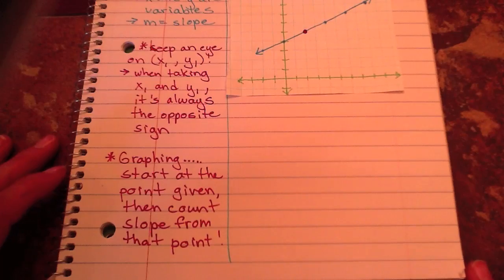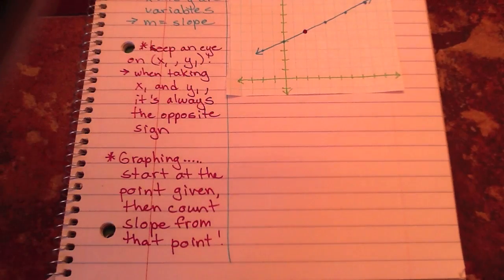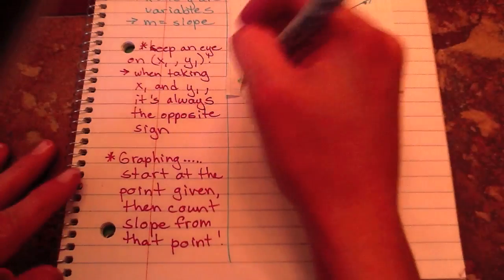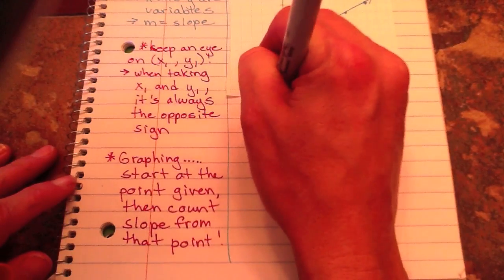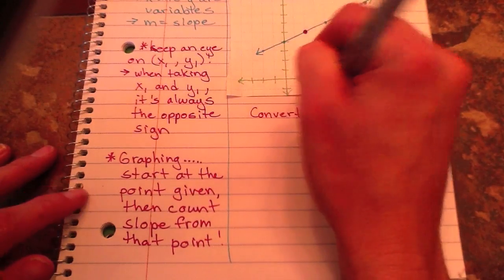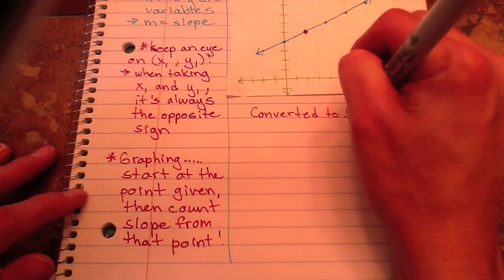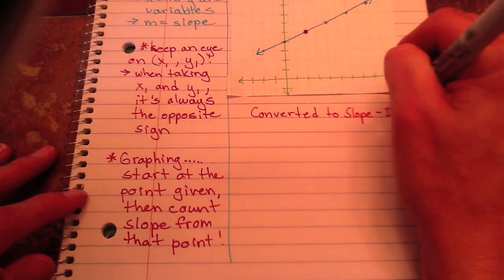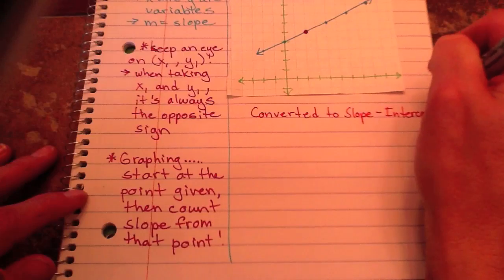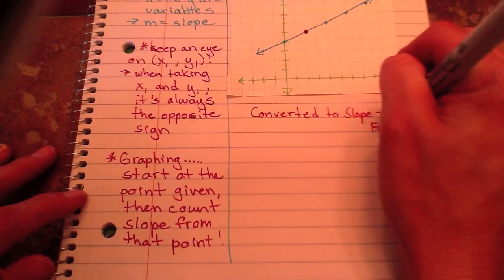Now we're going to practice converting this to slope-intercept form just so that you get used to it. I'm going to go ahead and convert it in red. So I'm going to put converted to slope-intercept form.